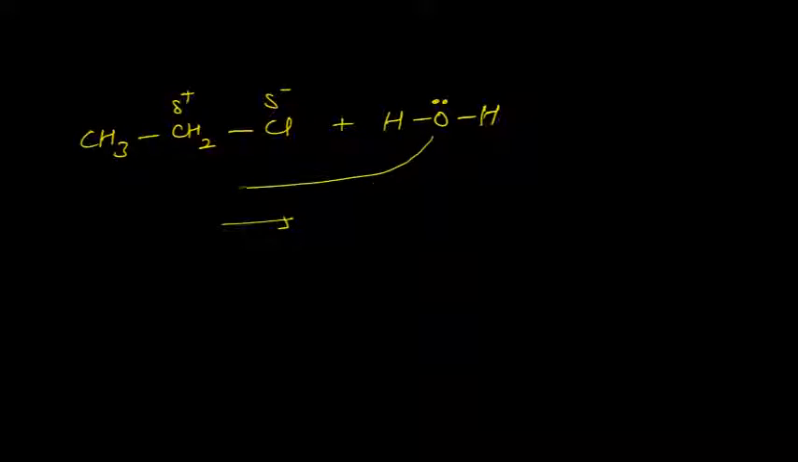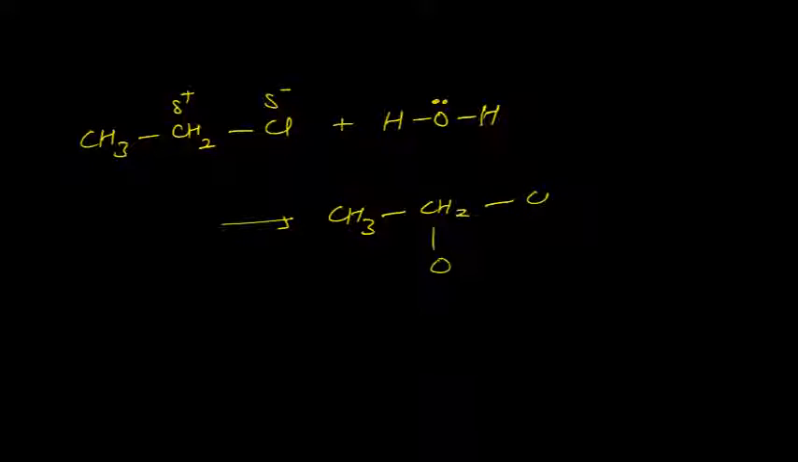Say I'm talking about CH3CH2Cl and H2O. So what will happen? Because this carbon is partially positive, the oxygen will get attached to this carbon. So we have CH3CH2Cl and here OH2.